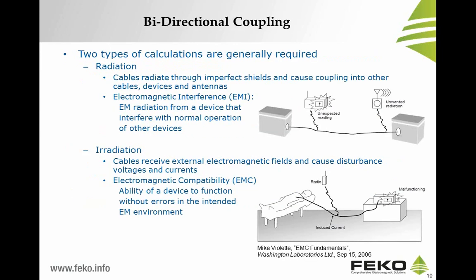If we continue to bidirectional coupling, we are typically interested in two types of calculations when it comes to cables. The first is obviously radiation, where the cables would radiate through imperfect shields and cause coupling or problems into other cables and devices and antennas, where we typically would talk about EMI or EM radiation from a device interfering with the normal operation of other devices.